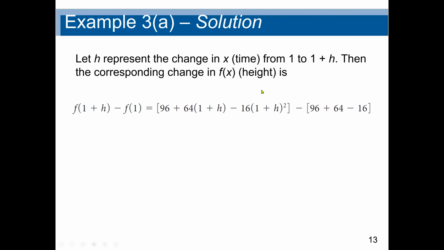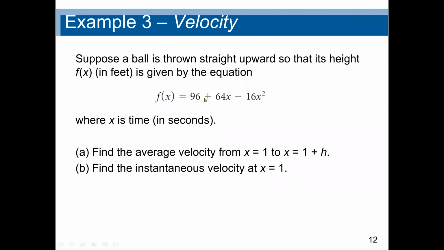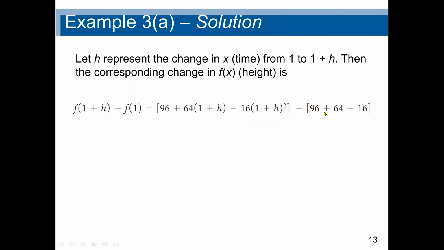And that's what we have here. 16 times 1 plus h squared and 64 times s, where s is 1 plus h. The second equation is easy. Its s is 1. So anywhere I see the variable, I'll get 96 plus 64 times 1, 16 times 1 squared. So 1 times any value is the same value. That's why we have 96 plus 64 minus 16, because we substitute with 1.